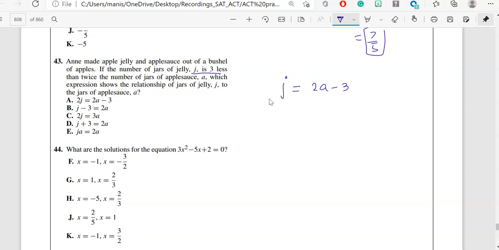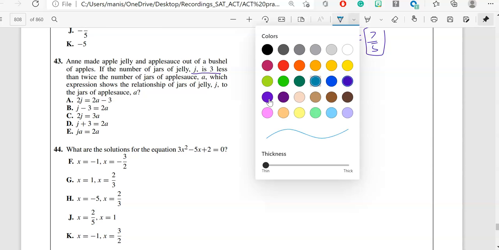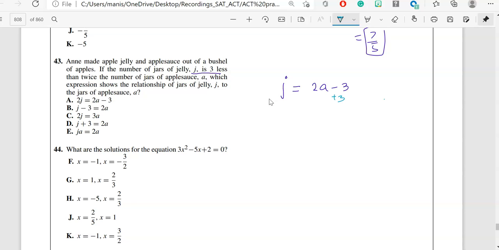So I'm looking for an answer choice which looks like this. No. But what I can do is add 3 to both sides. When I add 3 to both sides, it gives me J plus 3 is equal to 2 times A. So yes, option choice D satisfies the condition. Option choice D is the correct answer for this problem.